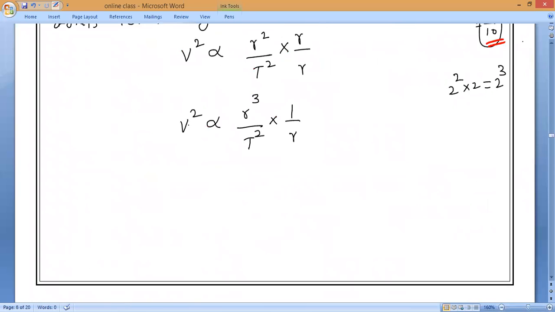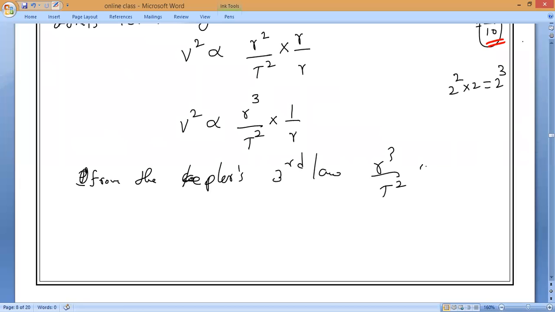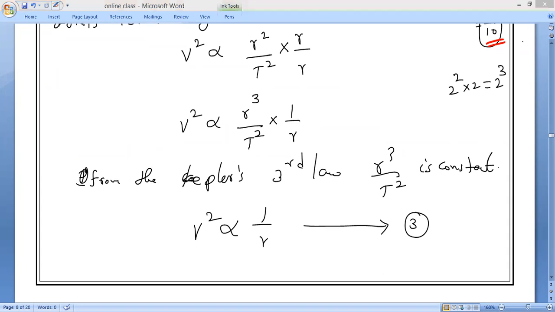So now what equation did we get? Check it, everybody. V square is directly proportional to r cube divided by t square into 1 by r. So here something is constant. By Kepler's third law of planetary motion, the factor r cube by t square is constant. So the equation will be modified into v square directly proportional to 1 by r. Let me assume this is equation 3. Is it okay, guys? Yes, sir.